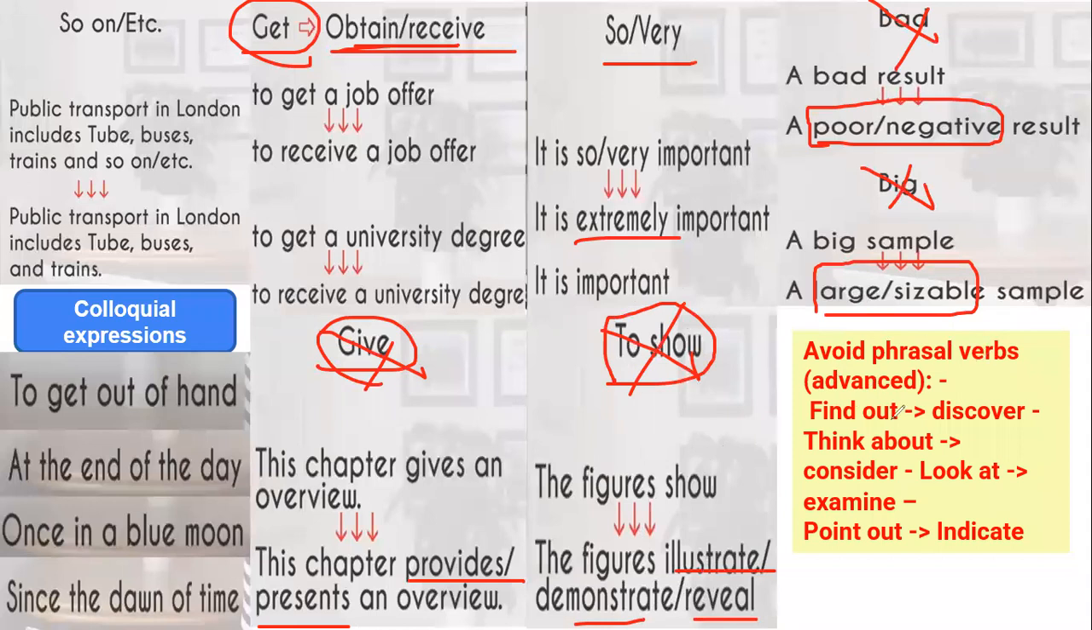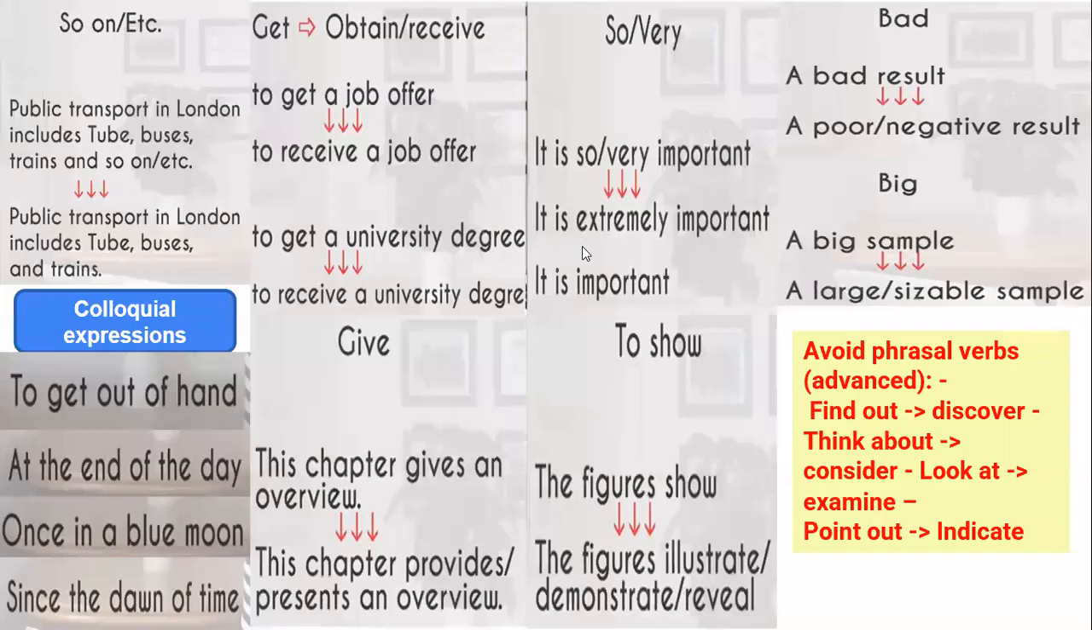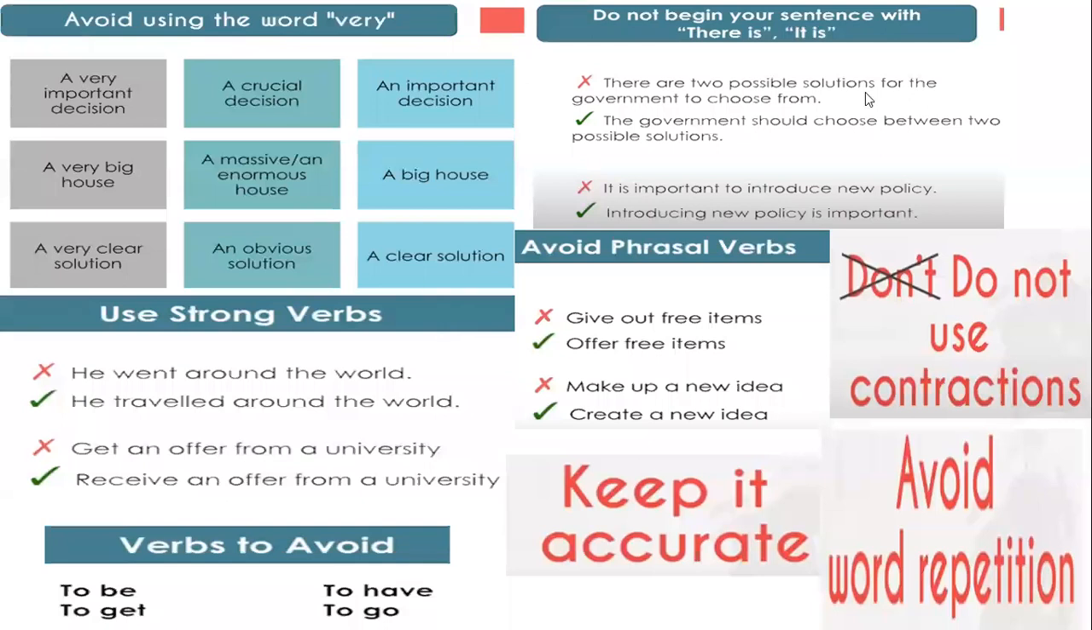Avoid phrasal verbs like "find out": discover; "think about": consider; "look at": examine; "point out": indicate. So you need to mention these things here. Let me go through some other stuff, like avoid using the word "very": "a very important decision", "a crucial, an important decision"; "a very big house", "a massive house", or "enormous house". No "very". Instead of "very", you can go with "important", "big", "clear situation" or "an obvious solution".